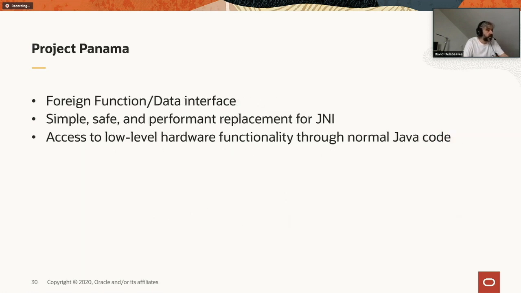Another large project is Panama. The goal of Panama is basically to enrich the interaction between the Java virtual machine and foreign native code. Historically, we had JNI for that, the Java Native Interface, but JNI was designed in the early days to be, I would say, not friendly to use. We want to provide an alternative to JNI that is easy, safe, and efficient for using native code from Java.